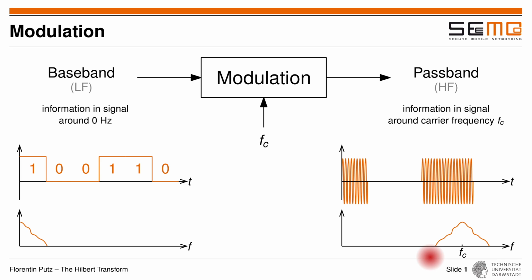So in this example, we use amplitude shift keying, where the baseband signal modulates the amplitude of our carrier wave. So sometimes the carrier wave will be on and sometimes it will be off because the baseband signal was at 0.